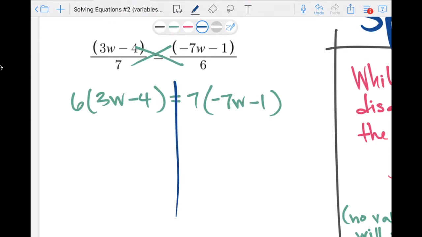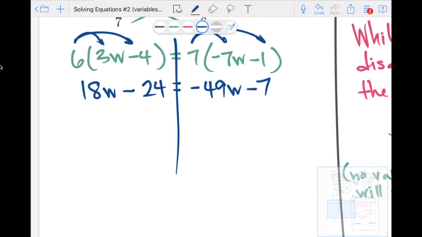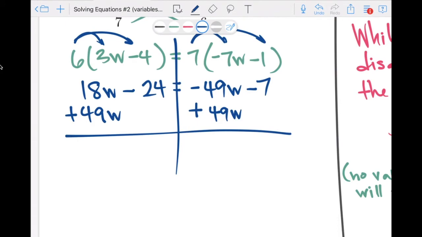So now let's go ahead and simplify. Now it doesn't look so bad. On the left side, we can simplify that expression by distribution. So 6 times 3 is 18, so 18w minus 6 times 4 is 24. On the right side, 7 times negative 7 is negative 49w, and 7 times negative 1 is negative 7. Now we have variables on both sides of the equal sign. So what we're going to do is add 49 to both sides. It would not be wrong to subtract 18 from both sides, but then you'll have a negative variable term. So I don't prefer it.